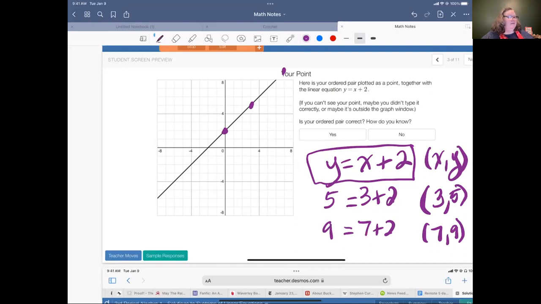So if you were pausing on slide 3, hoping your dot would show up on the graph, whoever created this Desmos didn't program it to make it show up. So let's move on to slide 4.